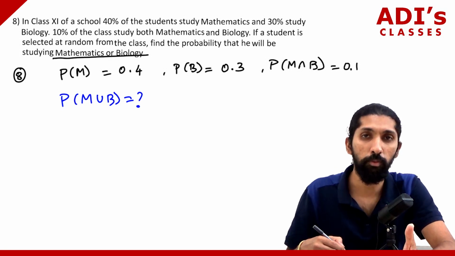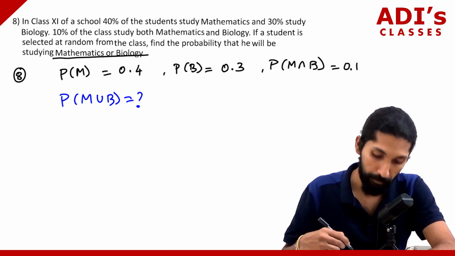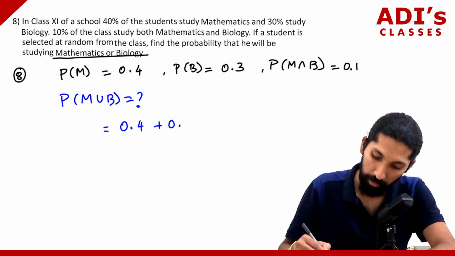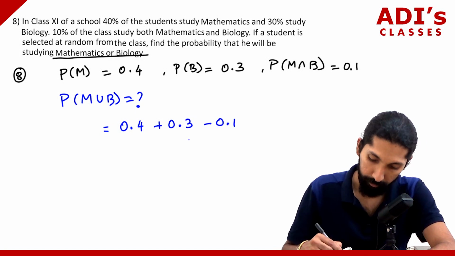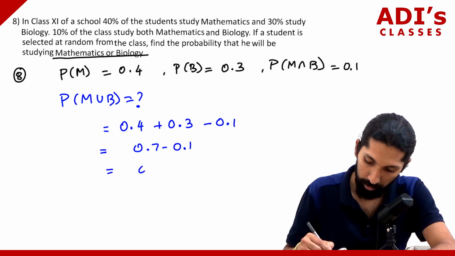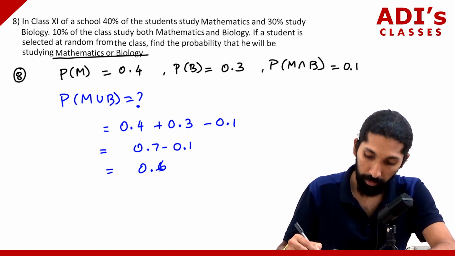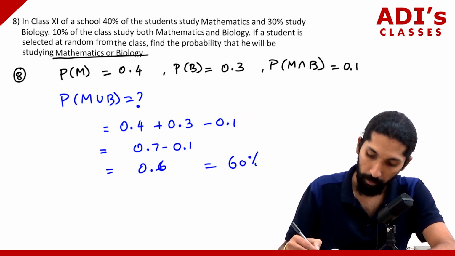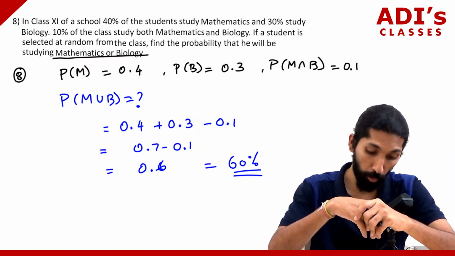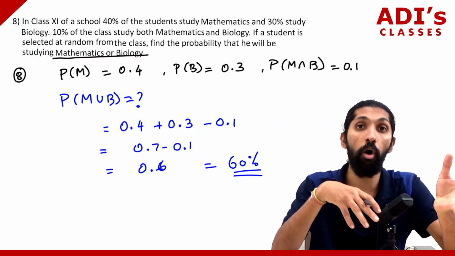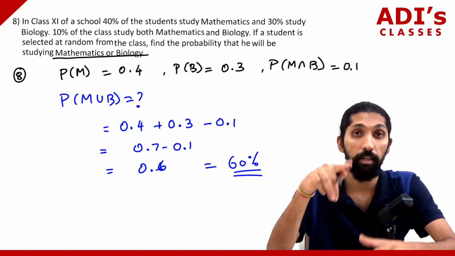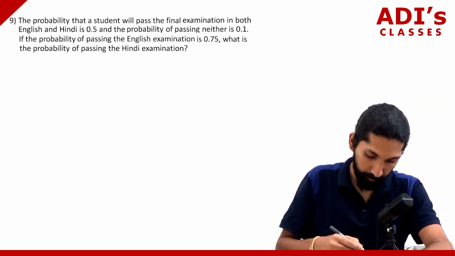Guys, direct formula. So you're going to have 0.4 plus 0.3 minus 0.1, 0.7 minus 0.1, which is 0.6. Or we can say 60%. So the probability that the student selected will study mathematics or biology is going to be 60%. That's it. Fine. Let's do the next one. See the ninth one.